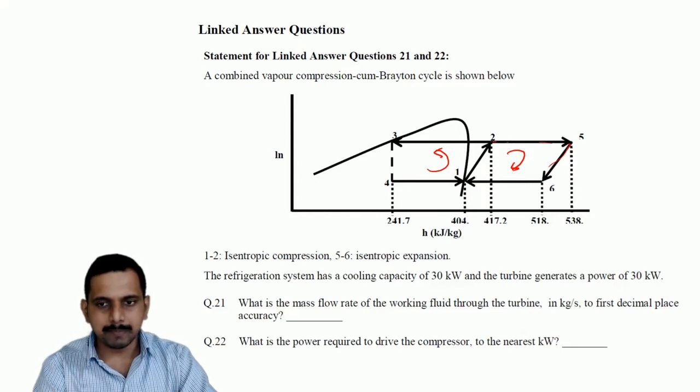Now here it's a combined one. Where is it combining? It's combining at this place. First of all, let us see. The refrigeration system has a cooling capacity of 30 kilowatts and the turbine generates a power of 30 kilowatts. Both are 30 kilowatts, fine.